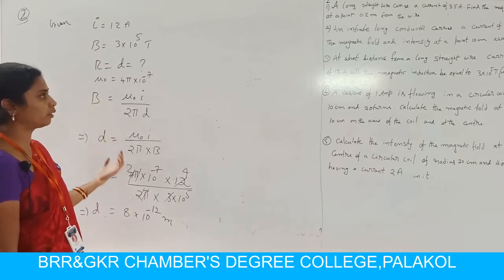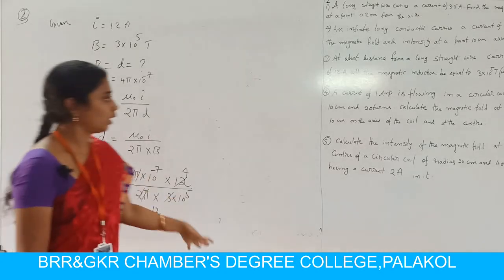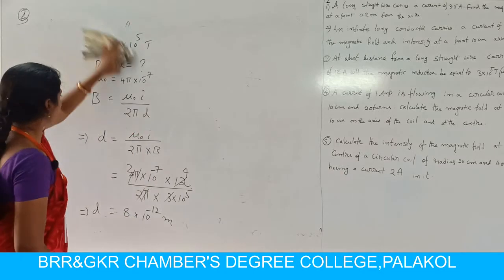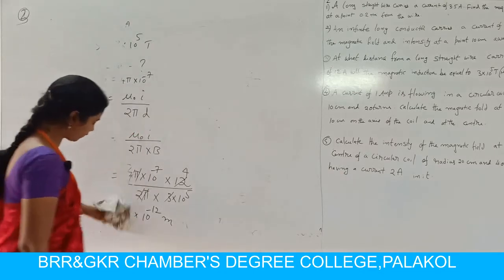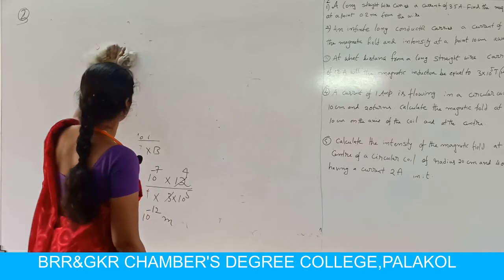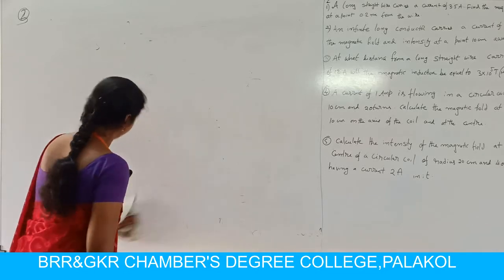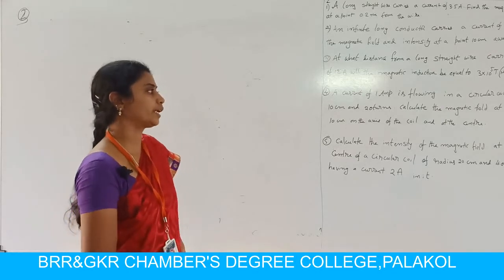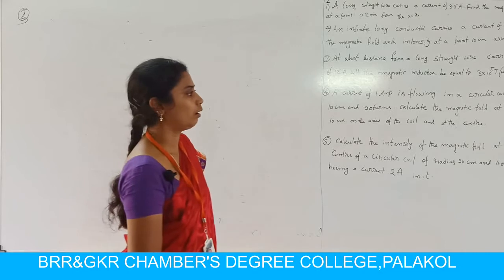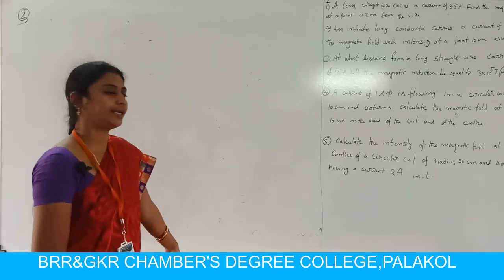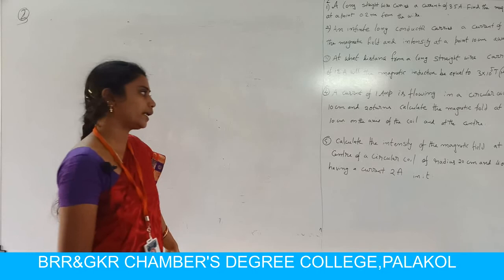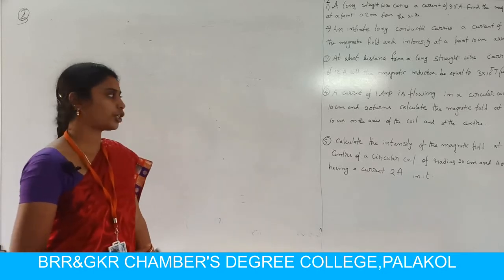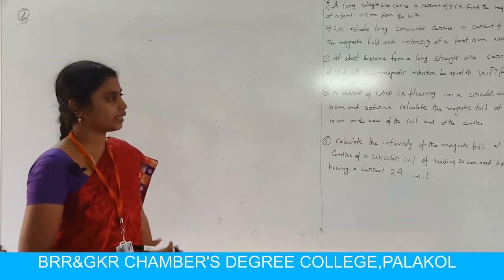I hope you are following the third problem. We next go for the fourth problem. Write down the fourth problem which is given. The fourth problem is: a current of 1 ampere is flowing in a circular coil of radius 10 centimeters and 20 turns. Calculate the magnetic field at a distance 10 centimeter on the axis of the coil and at the center.